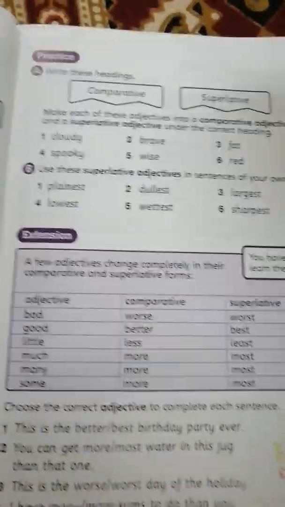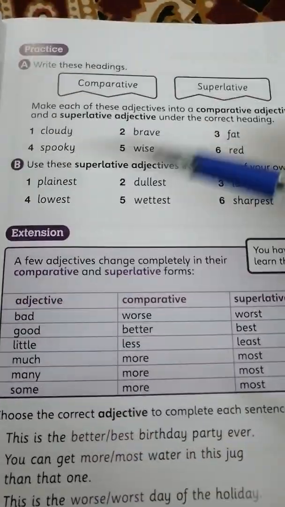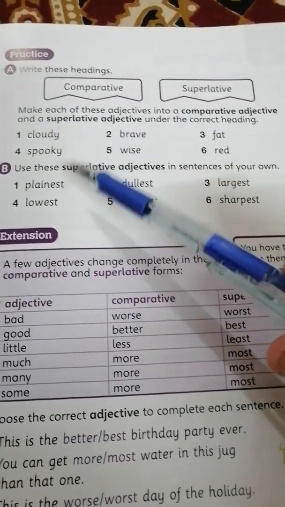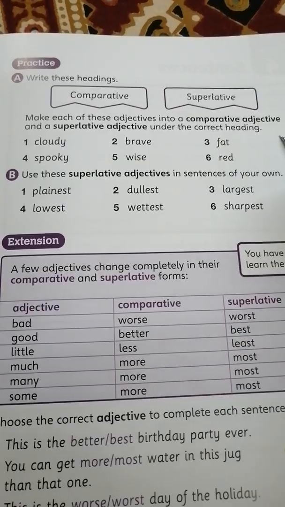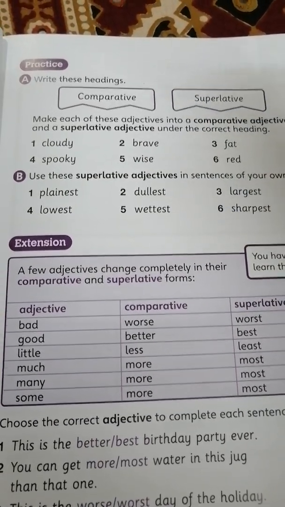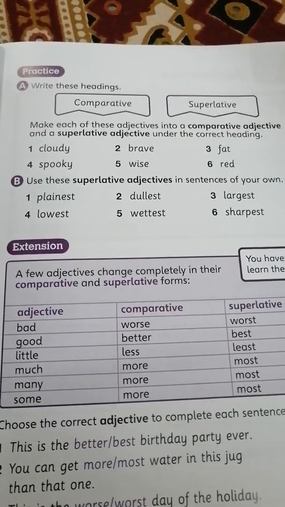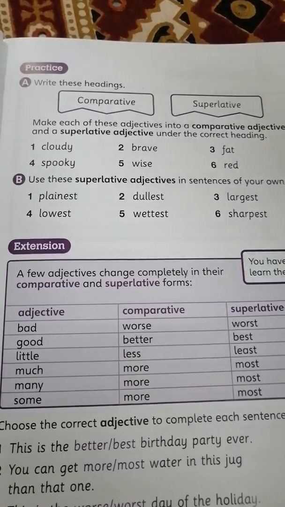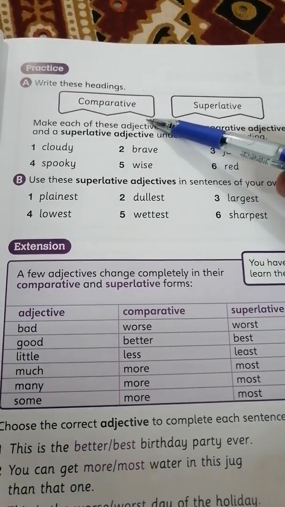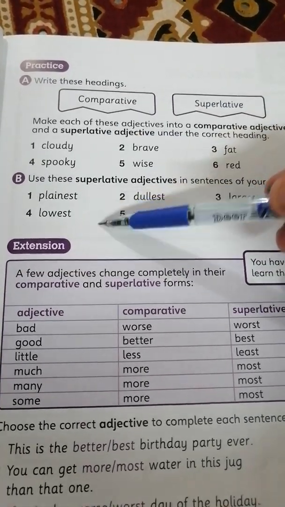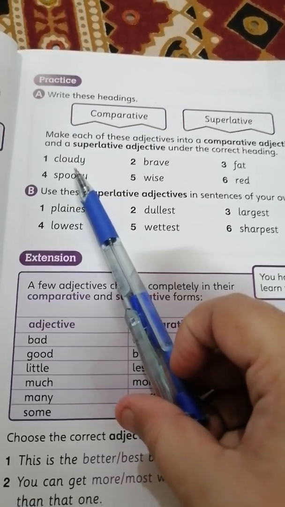Okay. The next page is page number 11. Here write these headings, comparative and superlative. Make each of these adjectives into a comparative adjective and a superlative adjective under the correct heading. Now, what will you do? You will make 3 columns in your notebook. First is positive, second is comparative, and the third one is superlative. 3 columns are there.